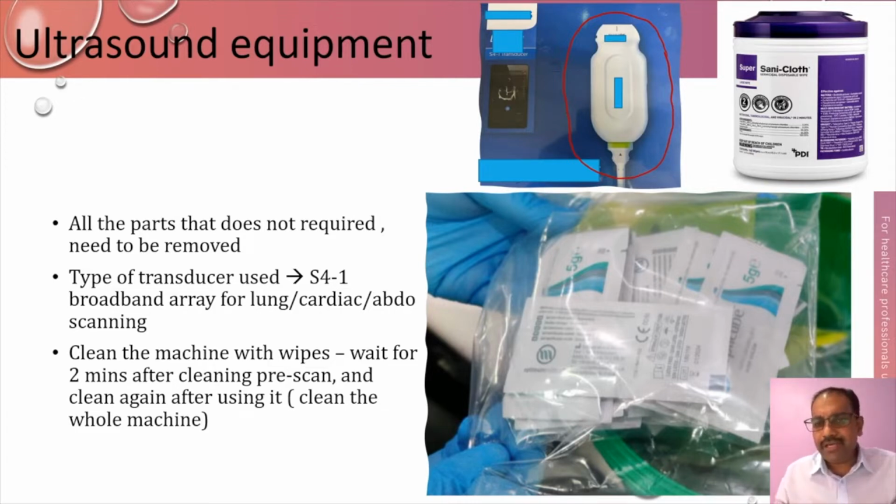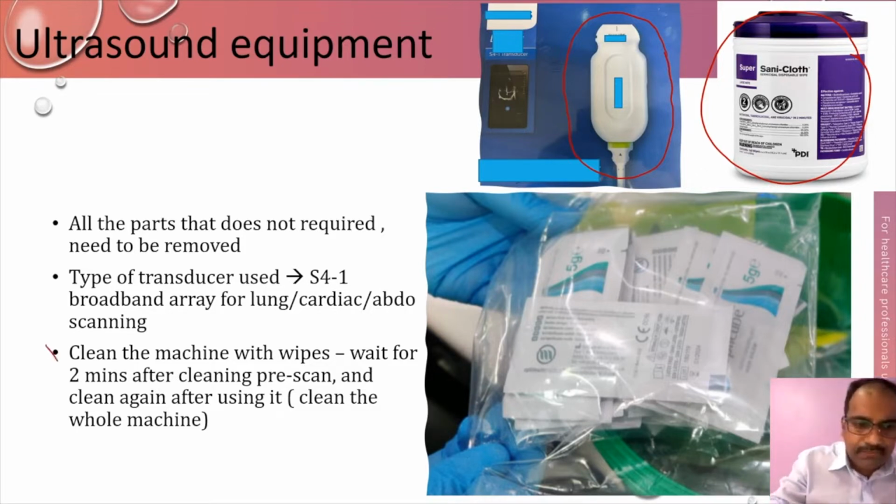And the second important part is the cleaning of this instrument. So we can use a Sanicloth. Sanicloth is non-alcohol based and is proven for coronavirus. So what we will do is clean the machine before and after scanning a patient, and the waiting time is 2 minutes. What I mean by that is you clean the machine, wait for 2 minutes to get dry, then you can use it on a patient, and once you are done with your scan, before you come out, you need to clean the machine again and wait 2 minutes to bring it out.